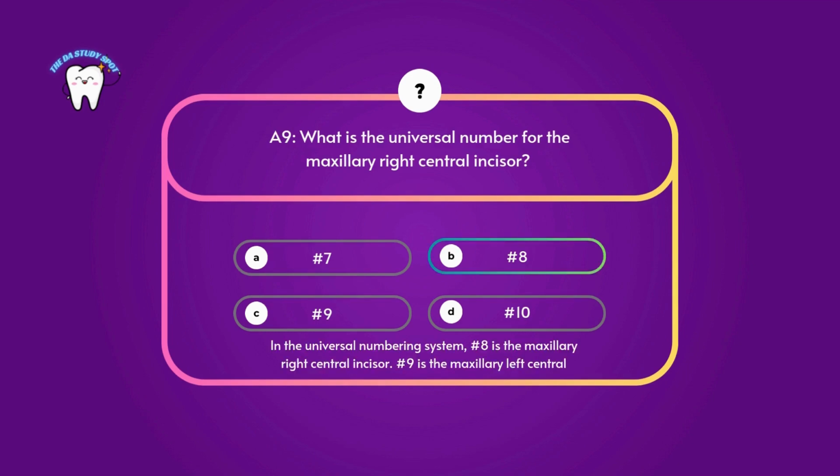The answer is B. Number 8. In the universal numbering system, number 8 is the maxillary right central incisor. Number 9 is the maxillary left central.